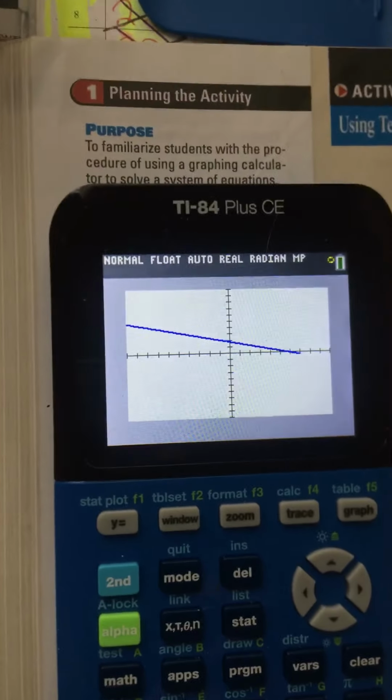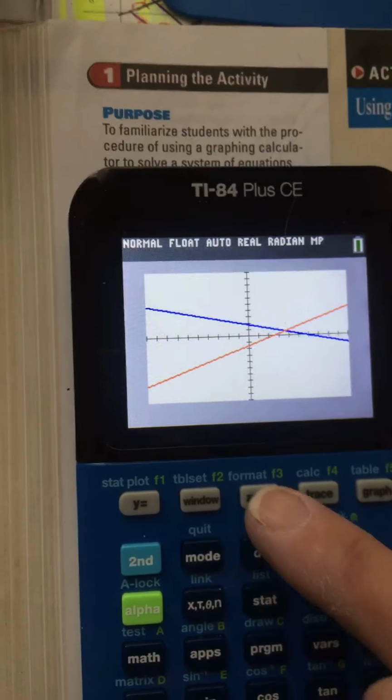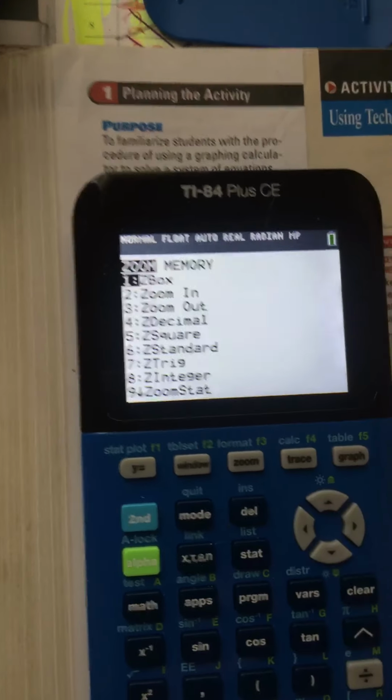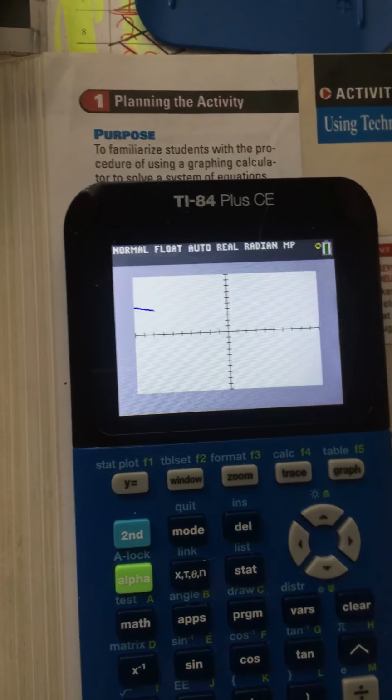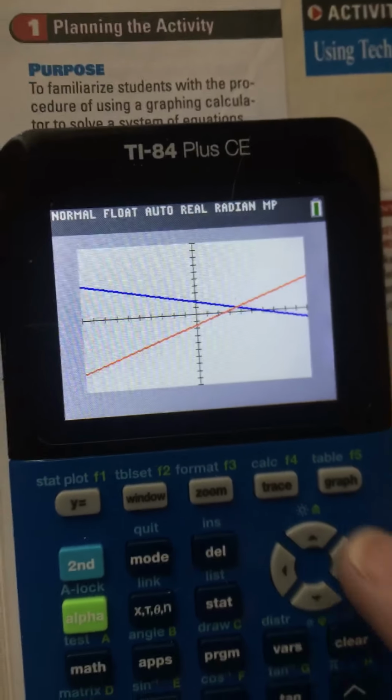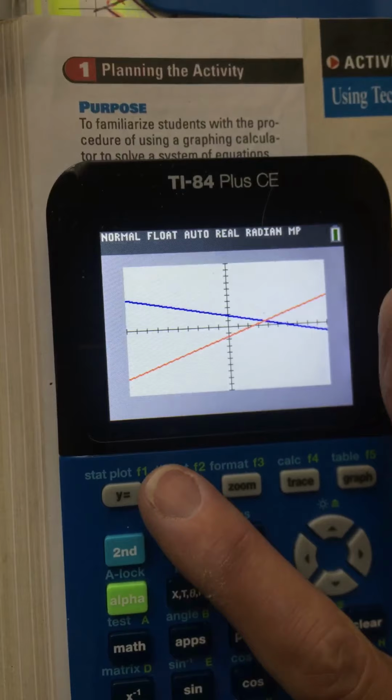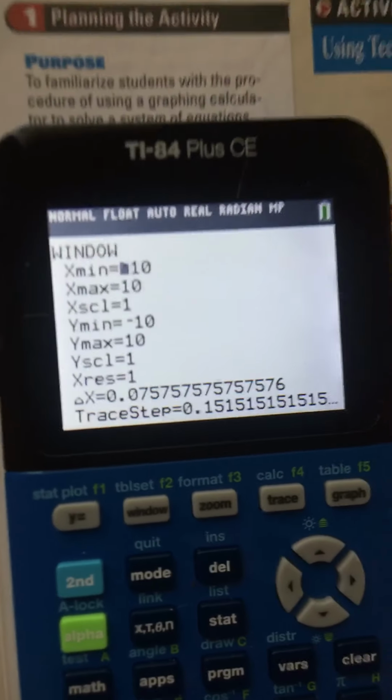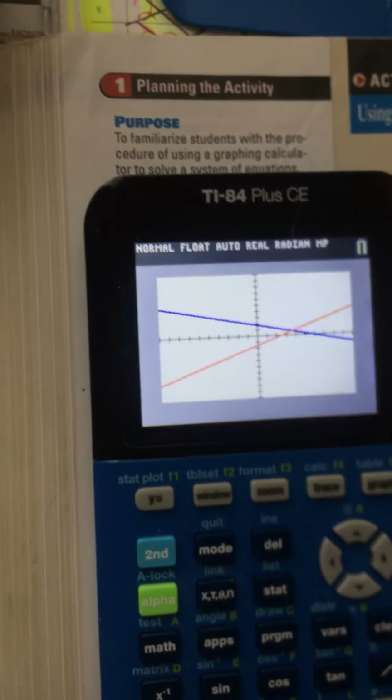What I'm looking for is where they cross. Yay, I did. If your window is not good, you could go to Zoom Standard number 6 and see if you get it where it crosses on there. And if not, you might have to mess with the window until you get a good one. So mine was good, so I'm going to say graph.